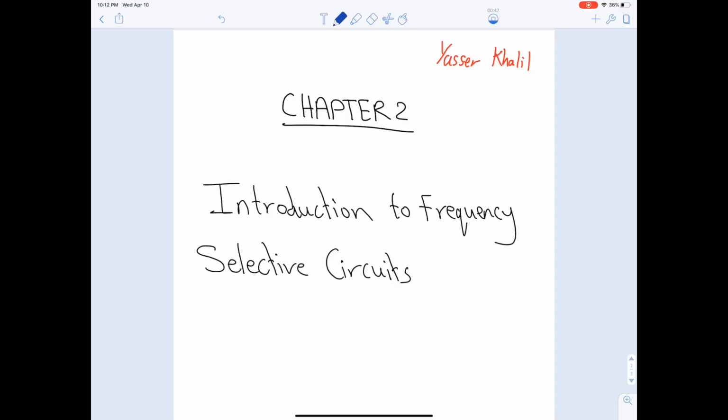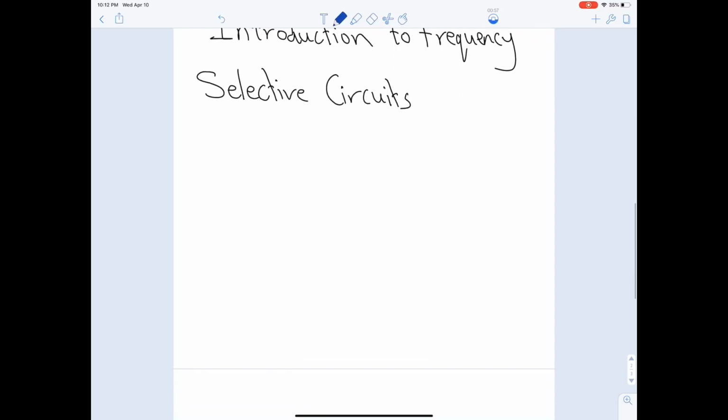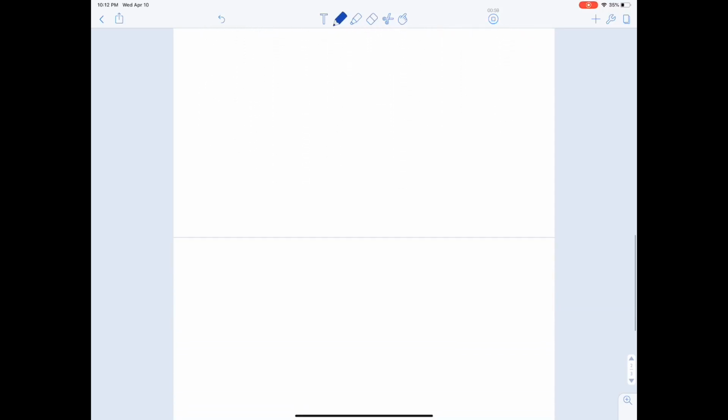Frequency selective circuits are also called filters because of their ability to filter out certain input signals on the basis of frequency. Now, there are four major categories of filters. They are low pass, high pass, band pass, and band reject filters. So let's start. Filters. And we said there are four major categories of filters.